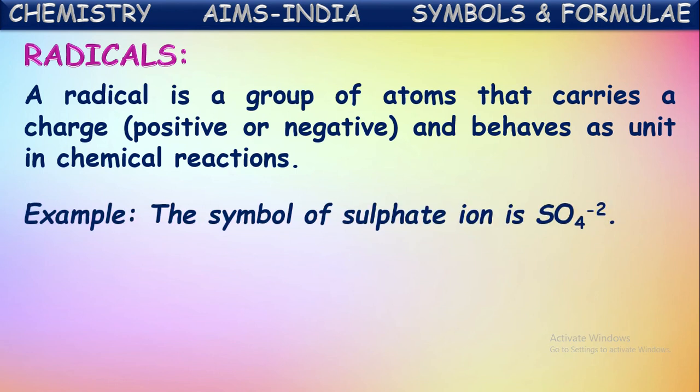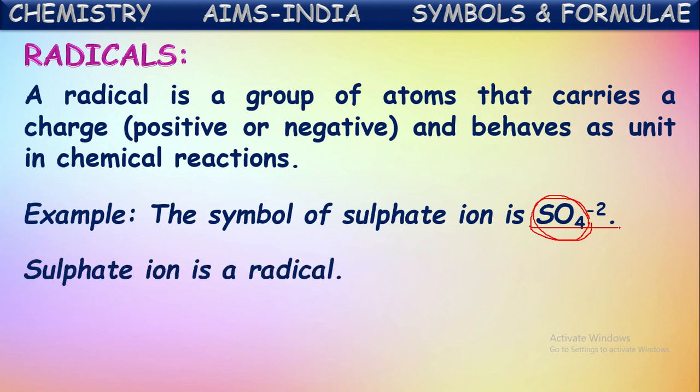For example, the symbol of sulfate ion is SO4 minus 2. Here, sulfate ion is formed by a group of atoms. See, one sulfur atom and 4 oxygen atoms all together carry this minus 2 charge. So these atoms together are considered as one radical. SO4 minus 2 is an ion which is also called a radical. So sulfate ion is said to be a radical. The group of atoms which are carrying charge are called radicals. So these radicals are also called ions, no wrong.